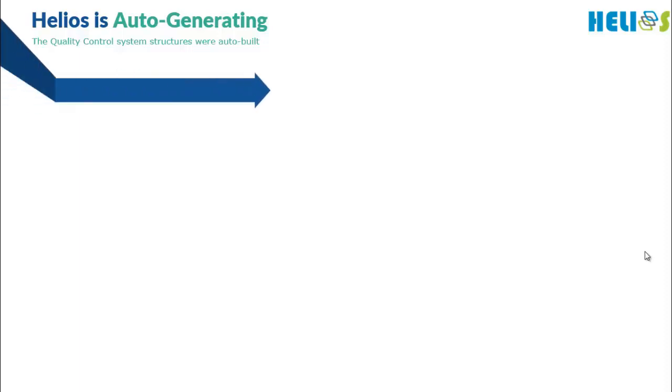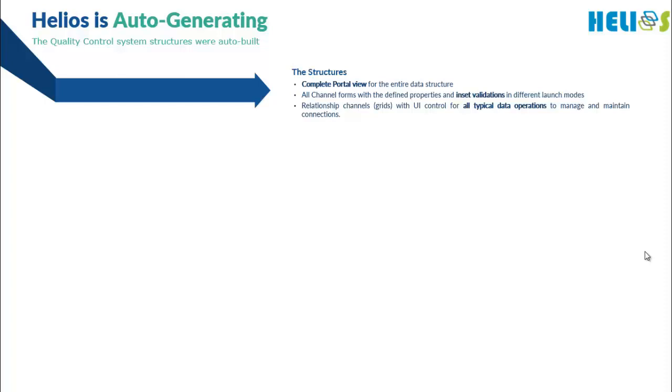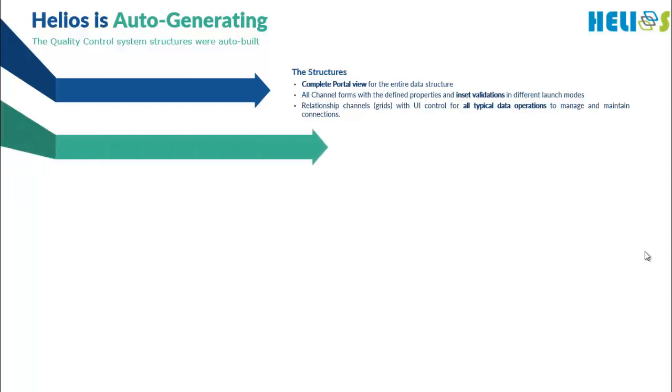Before seeing the actual system, let's see some of the features that were auto-generated for you. The complete data structures for the issue tracking system, related user interface with automatic field validations, the related structural channels and UI for test cases, requirements, and meeting minutes.